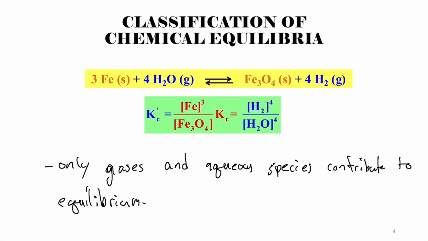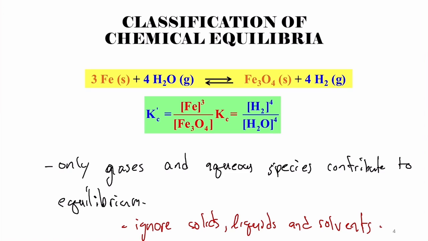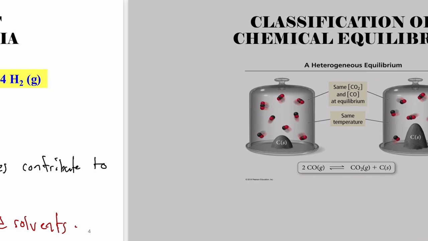If I said write the equilibrium constant for this reaction, you would just write this right here. You would ignore solids, liquids, and solvents. The only time you might consider that is in extremely concentrated solutions. You can include solvents in there. It has to be very, very concentrated for that.